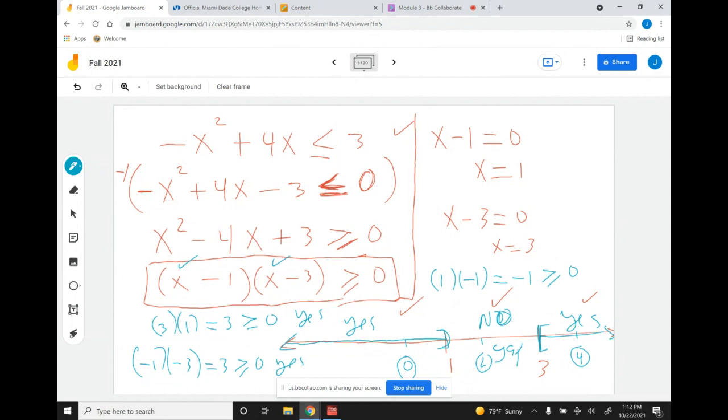How do I write it? Well, let me erase this. How do we write it? We're going to say that the solution to this quadratic inequality is from -infinity up to 1, including 1. Why am I including 1? Because of this. Then there's a gap. And when there's a gap, you're going to use the symbol U. That means union. And then when does it start again? From 3 to infinity. And that's it.